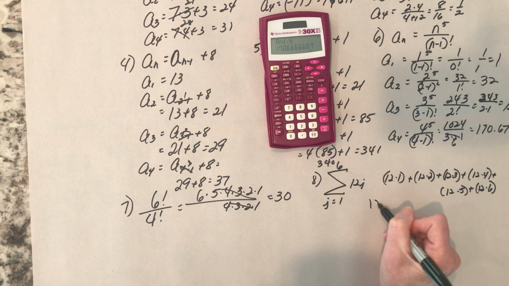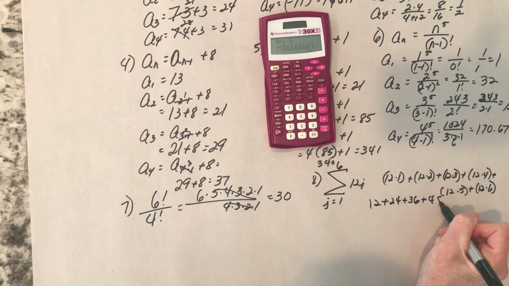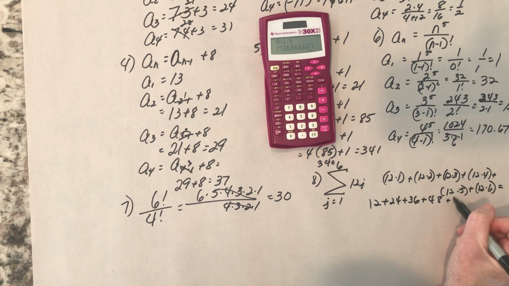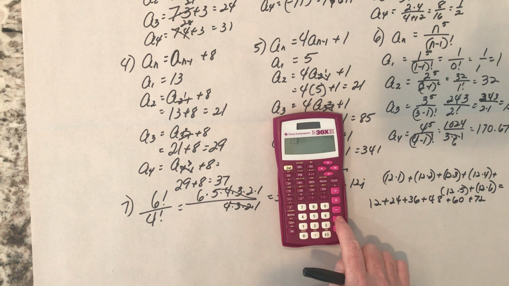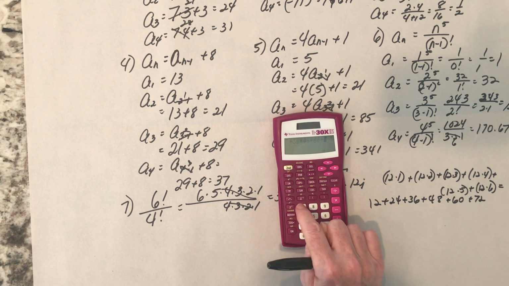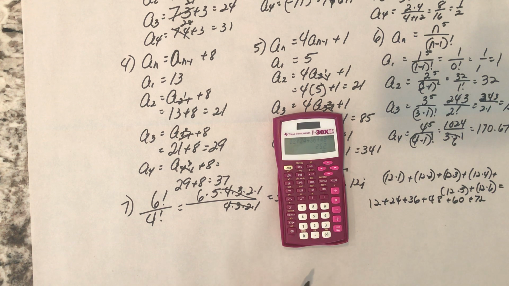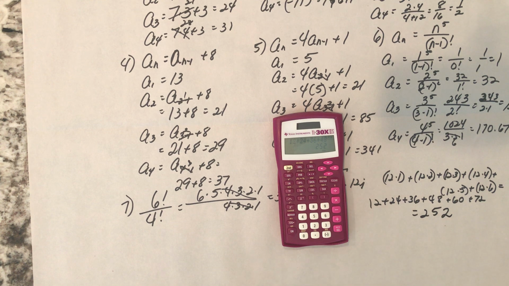So the summation is 12 plus 24 plus 36 plus 48 plus 60 plus 72. Add that up on your calculator. 12 plus 24 plus 36, 48, 60, and 72, and getting 252. Yes, 252, which happens to be the punchline of a George Carlin skit, but you probably don't know it.